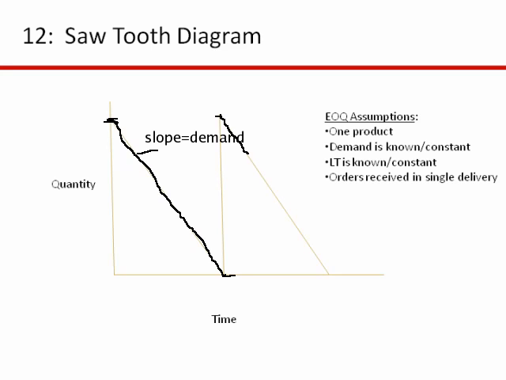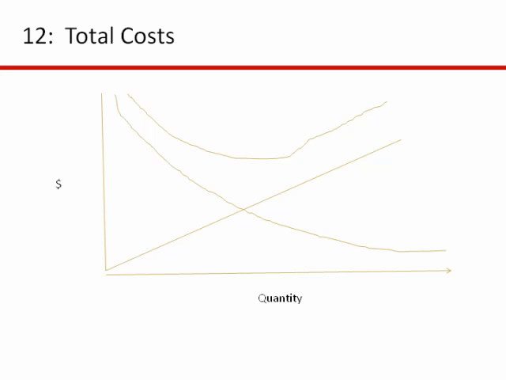Now, the basic assumptions with the EOQ is we're dealing with one product. Demand is known and constant, so is lead time. I'm receiving orders in a single delivery. So again, we're not doing any quantity discount. We don't have any safety stock, you know, that kind of thing. It's a very simplistic type of model.